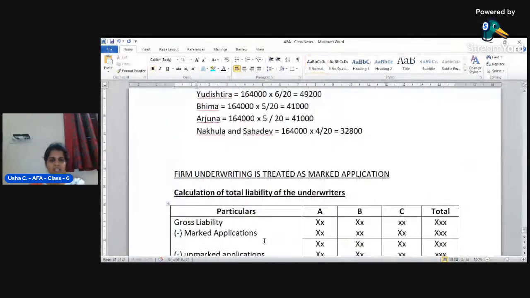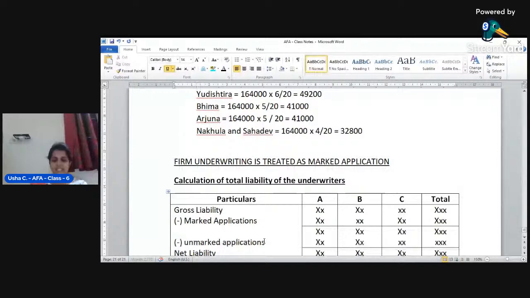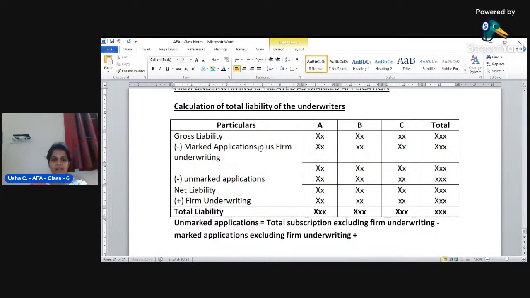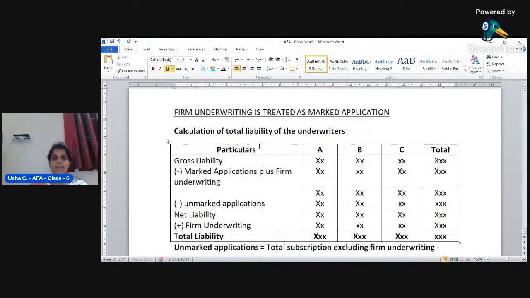Look at here. This is firm underwriting treated as marked application. For the calculation of total liability of the underwriters, we take gross liability minus marked application. Then this marked application must be added with firm underwriting. This is one extra adjustment. Because here firm underwriting, marked applications are treated as firm underwriting, right? Hence, this marked application must be added with firm underwriting.